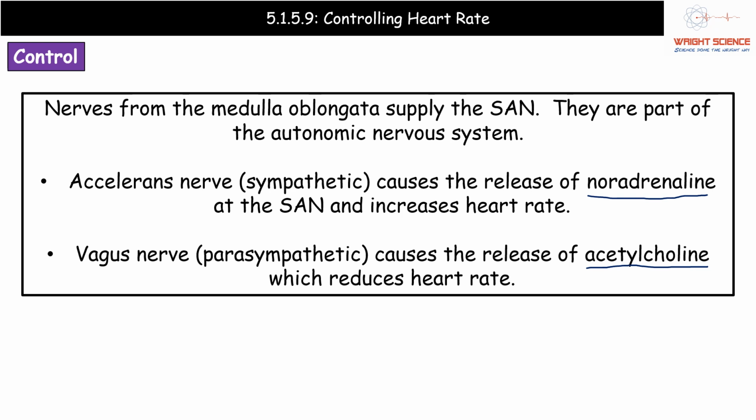So what we can see here is we've got those antagonistic systems, the sympathetic and the parasympathetic, one accelerating and one reducing heart rate. And the way they're doing that is through the release of different neurotransmitters. So accelerans is the sympathetic, increasing heart rate, think of it as accelerating heart rate, and that uses noradrenaline. The vagus nerve, the parasympathetic one, reducing heart rate, and that's our acetylcholine.